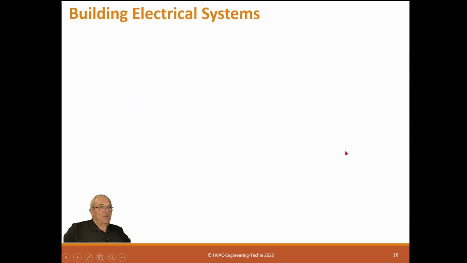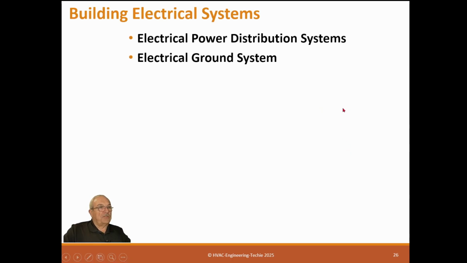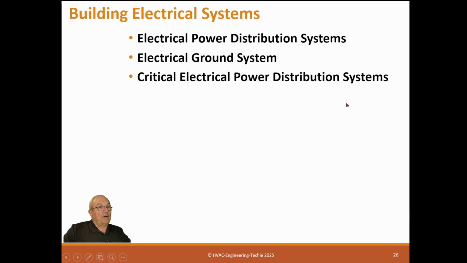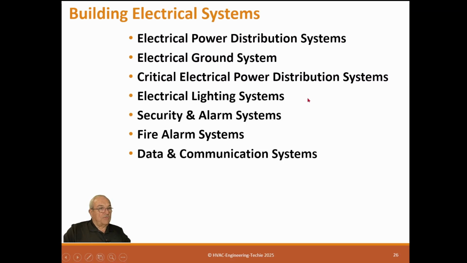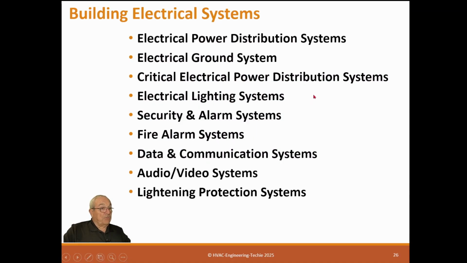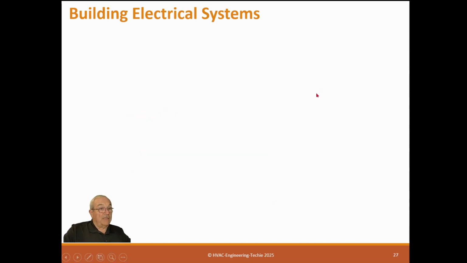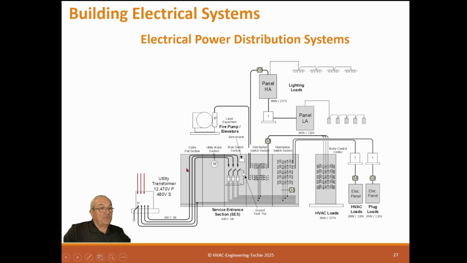Okay, electrical systems for buildings. We have electrical power distribution systems, electrical ground systems, critical electrical power distribution systems, which are for systems that can't afford to have down power, so they have more than one power source, electrical lighting systems, security alarm systems, fire alarm systems, data and communication systems, audio and video systems, and lightning protection systems, which protect the building from being hit by lightning. They don't actually stop it from being hit by lightning, but they take that lightning and get it to ground so it doesn't damage the building. So for electrical power distribution systems, you're going to see that they have the power of all the different switchgear and panels. And in the next video, we'll talk about this in detail.